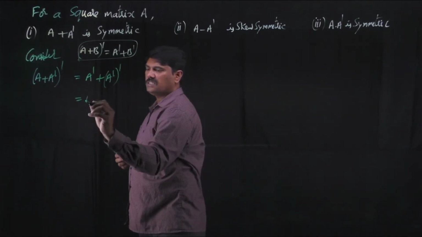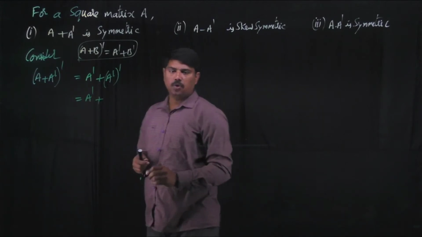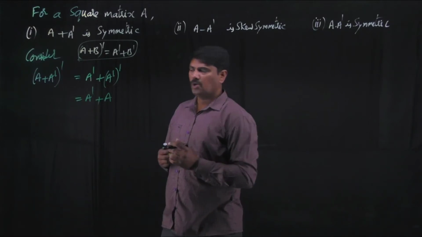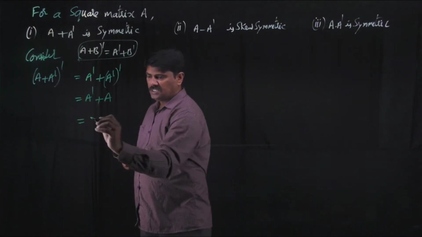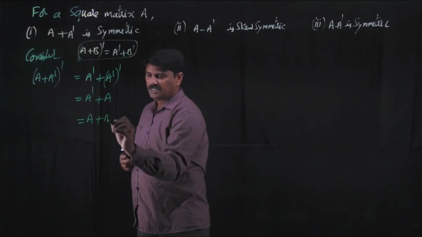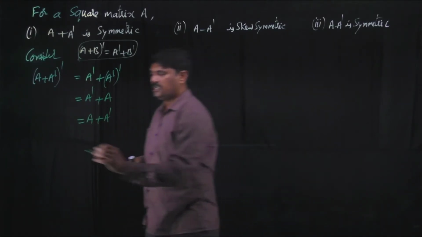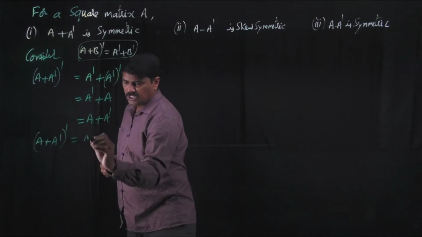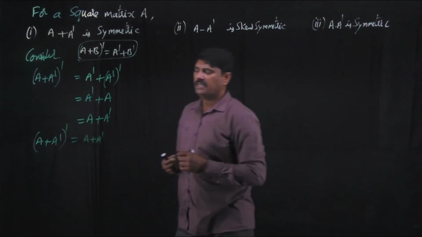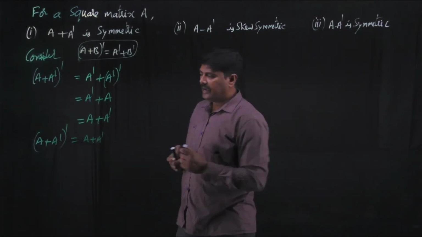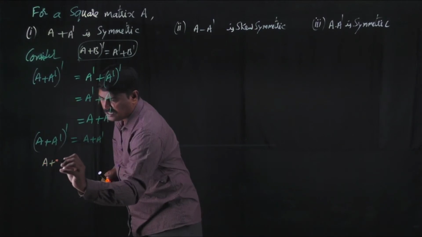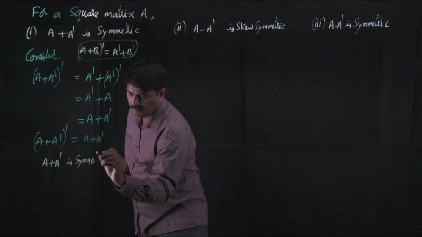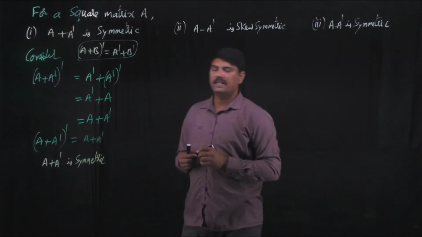Now we already discussed that A dash plus A dash whole dash is nothing but A. Since matrix addition follows the commutative property, A dash plus A you can write as A plus A dash. So you come to the step that A plus A dash whole dash is again A plus A dash. This indicates A plus A dash is a symmetric matrix.